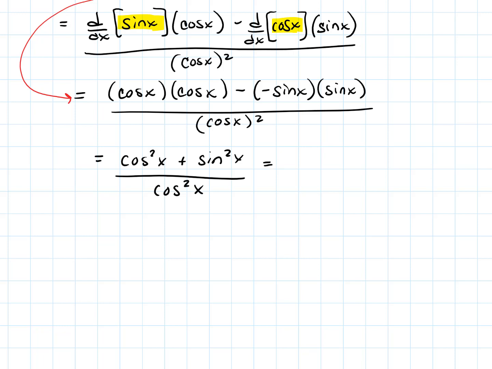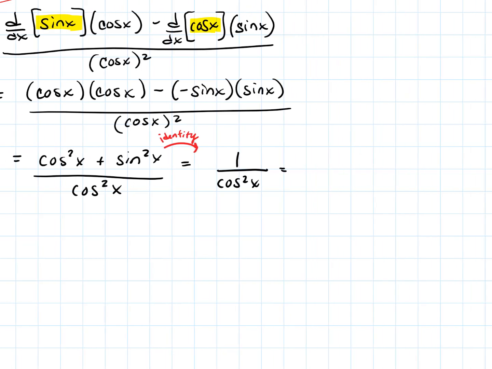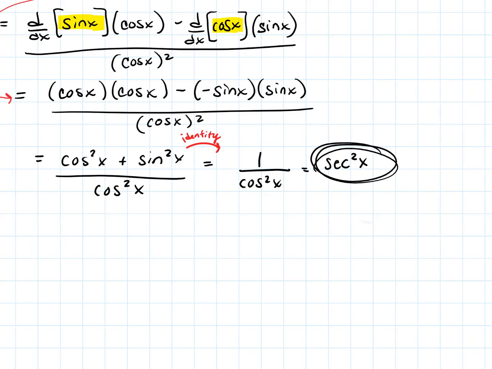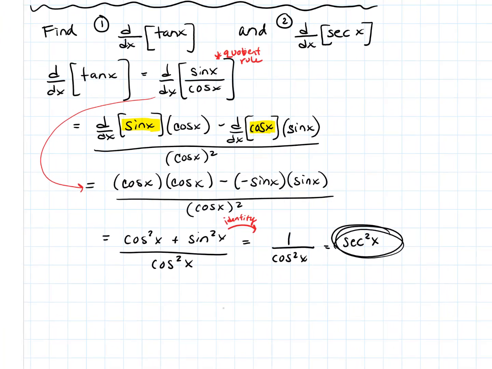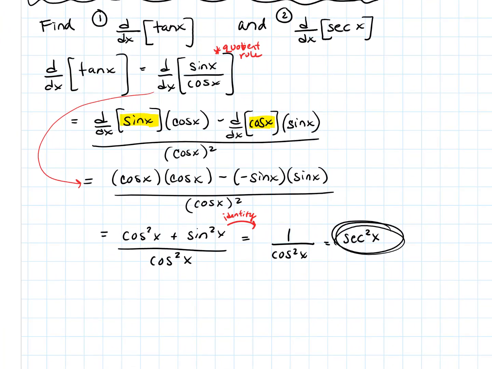Well, use a little identity here, the Pythagorean identity. We know that the sine squared plus the cosine squared, which is the same as the cosine squared plus the sine squared, is just 1. And that's 1 over the cosine squared of x. But 1 over the cosine is the secant, so this is equivalent to the secant squared of x. And we have just found another trig derivative. We just found the derivative of the tangent of x.